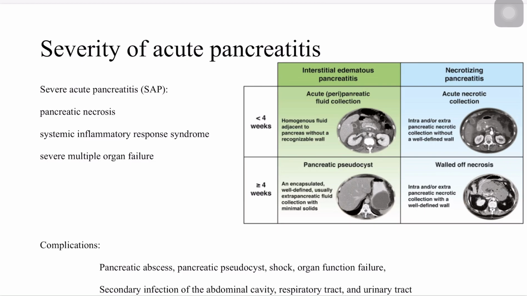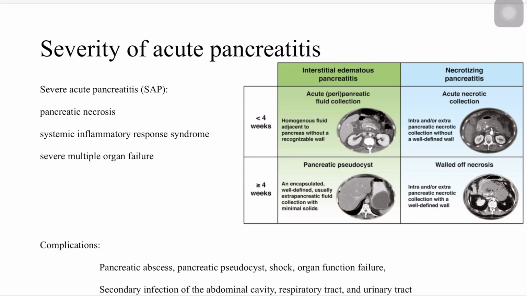in the CT, we can see again we have edematous, interstitial edematous pancreatitis. We can classify it in two phases, less than 4 weeks and more than 4 weeks. Less than 4 weeks is acute peripancreatic fluid collection. We can see a collection of fluid around the pancreas, and it is a homogeneous fluid adjacent to the pancreas without a recognizable wall, no wall. We can see some liquid here and without any symptom.